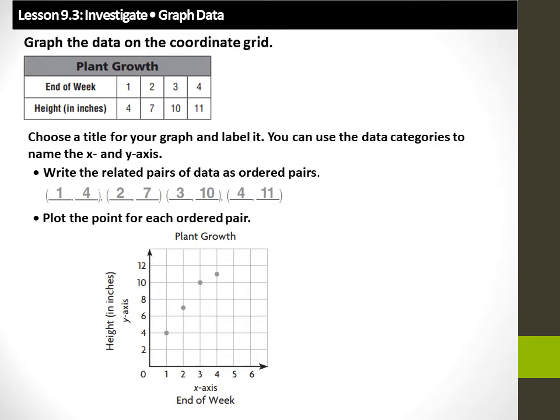The ordered pairs are 1, 4; 2, 7; 3, 10; and 4, 11. Plot the point for each ordered pair. So first you plot the point 1, 4, then 2, 7, then 3, 10, and at last 4, 11.